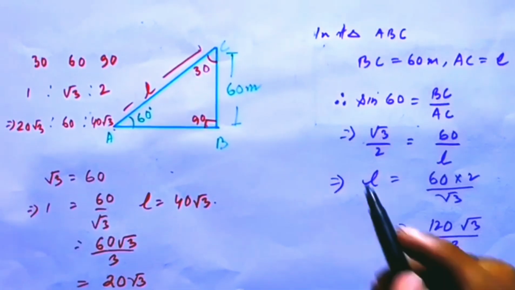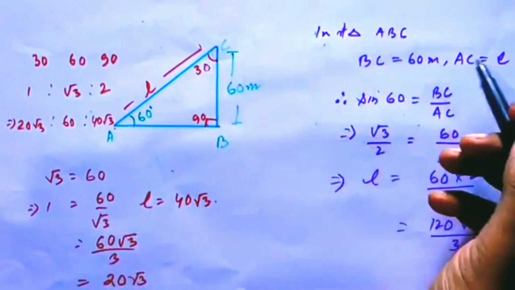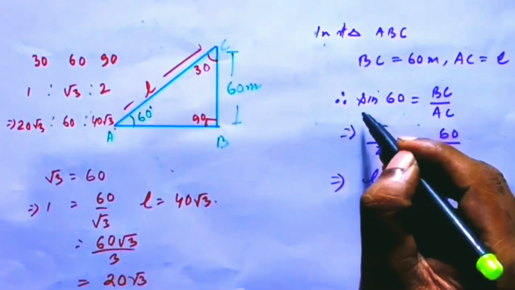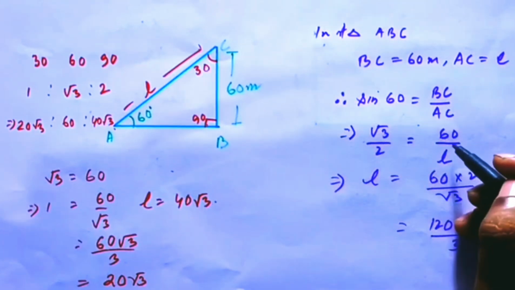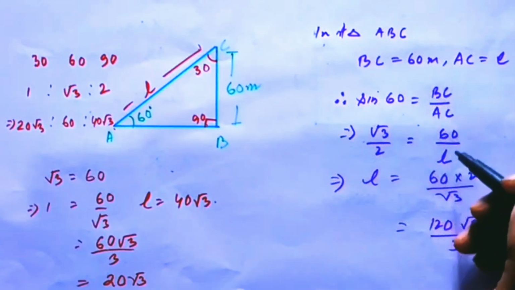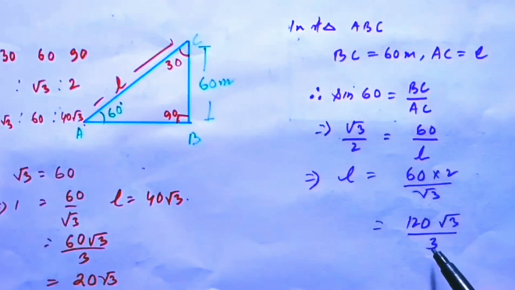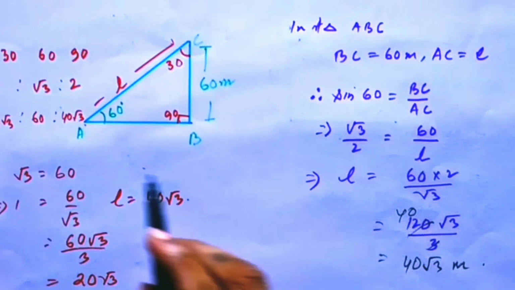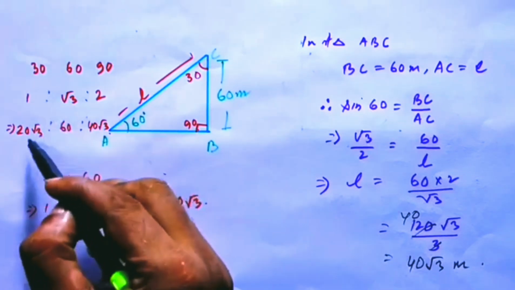Now in long procedure, in right angle triangle ABC we have written BC is our 60 meter, AC is our L. So we have perpendicular and hypotenuse, we shall use sin theta. So sin 60 degree is BC by AC. Sin 60 is root 3 by 2 is equal to BC, our 60 meter, and AC, our L. So by cross multiplication L goes up. So we rationalize it. So it is 120 root 3 by 3. So 3 40s are 120. So it is equal to 40 root 3 meter. If it is asking the point where it is tied, we can find it out, AB as well. So it is 20 root 3.